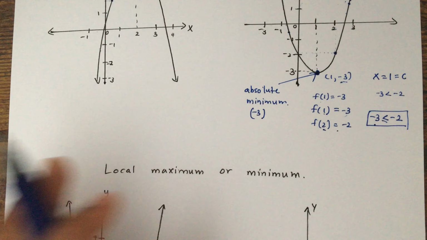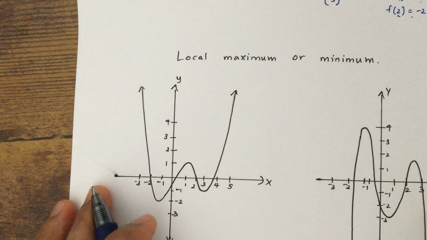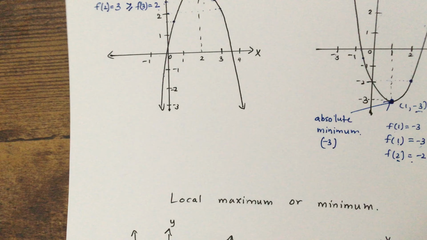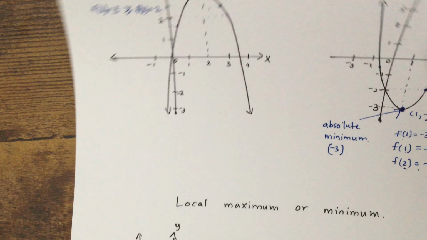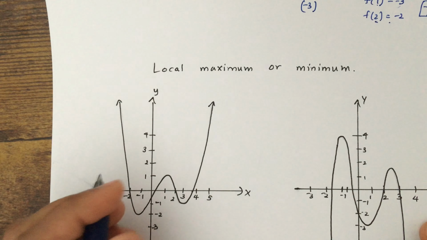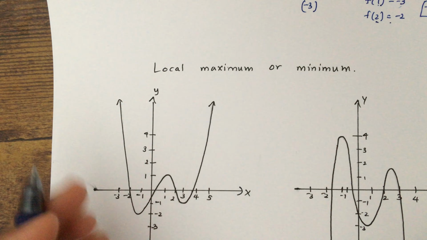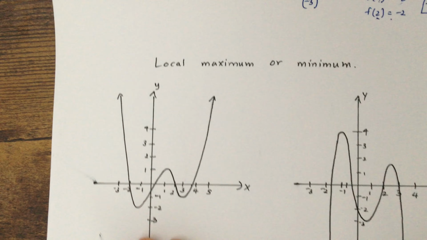So let's see an example. Here I have two examples. If you look at this graph, and the next thing is the local minimum or maximum. Let's talk about that one first and then let's look at the graph, right?